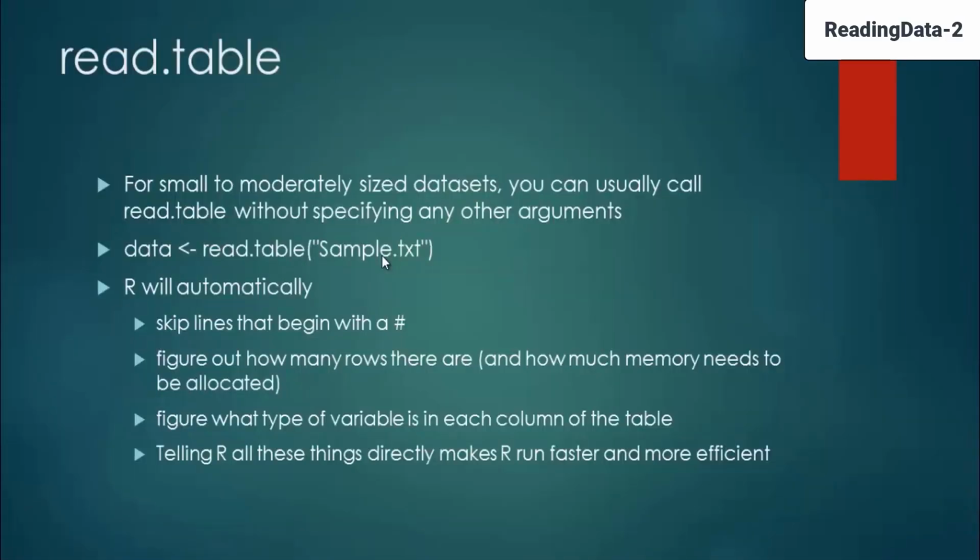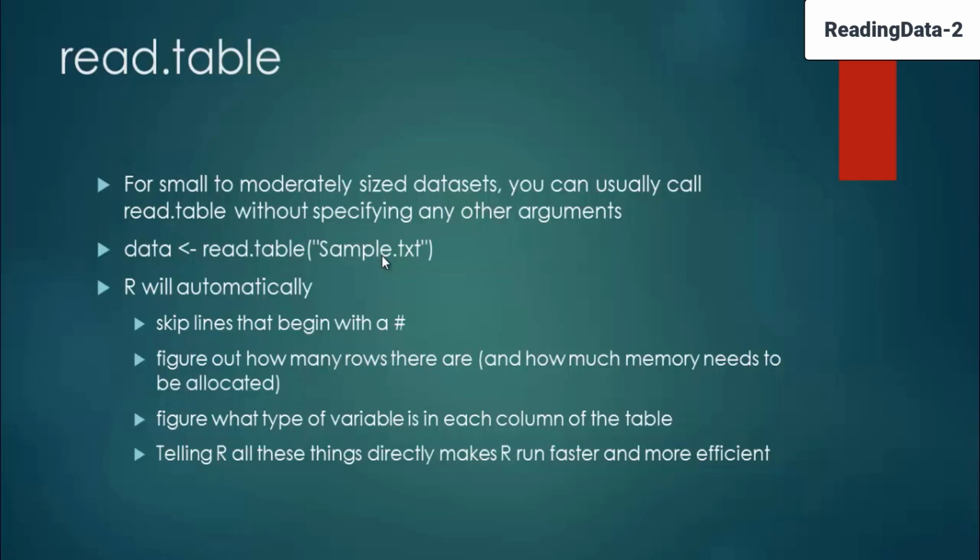Now this shows you the possibility of what data can be read into R. Every columnar tabular data can be taken into consideration and manipulations can be done on that data. Seeing more about R, it automatically skips lines that begin with a hash. Hash, as I told you earlier, indicates a comment. R also figures out how many rows there are and how much memory needs to be allocated. Based on the number of rows and the number of columns in the data, R will automatically assign the space required to keep the data.